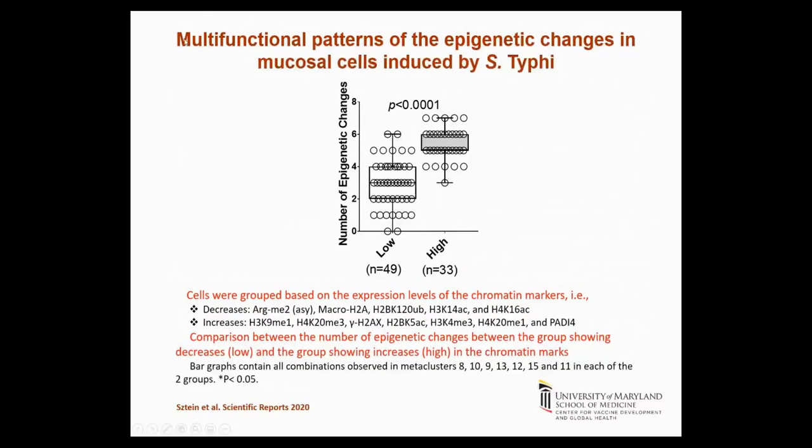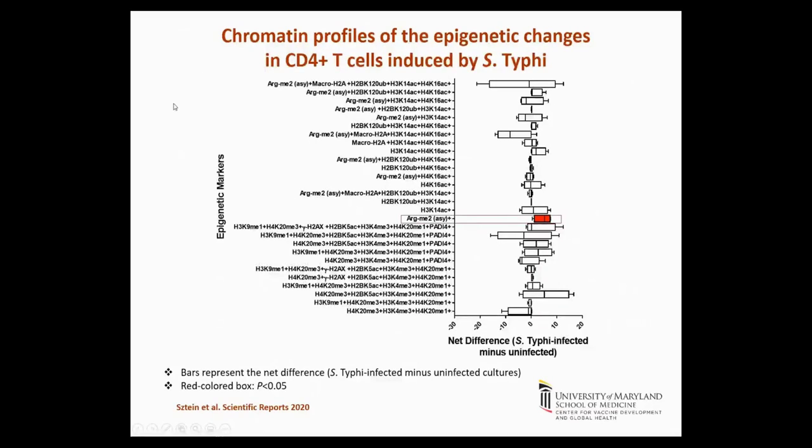Now, the other advantage of mass cytometry is that it allows us to study the multifunctional patterns of epigenetic changes in the various mucosal cells. And as you can see, there was a very significant difference between the chromatin markers that are decreased and those that are increased in the presence of Salmonella Typhi.